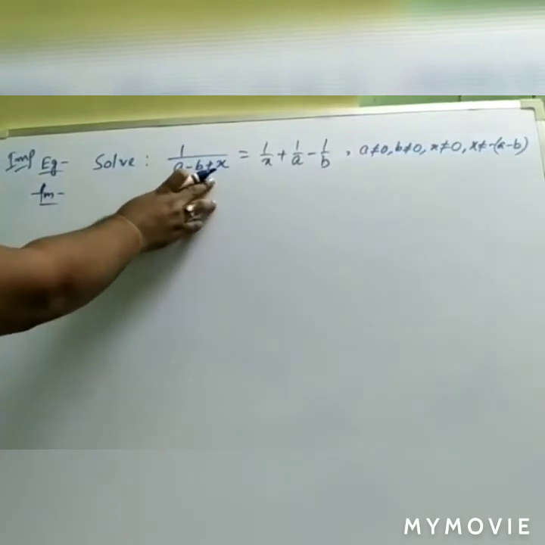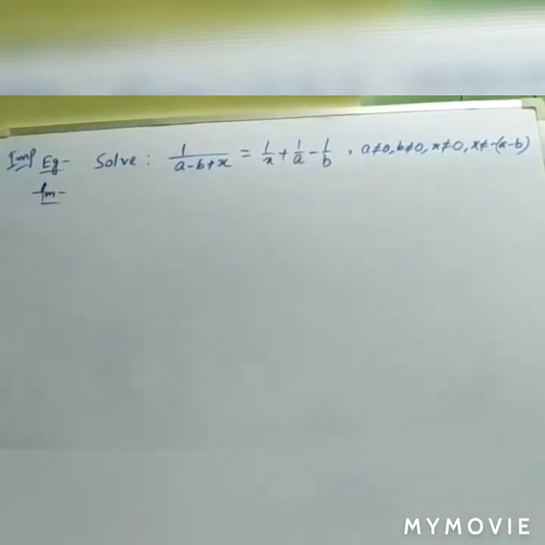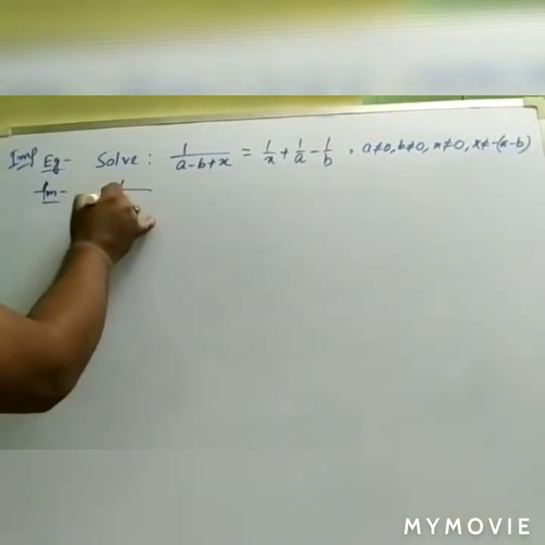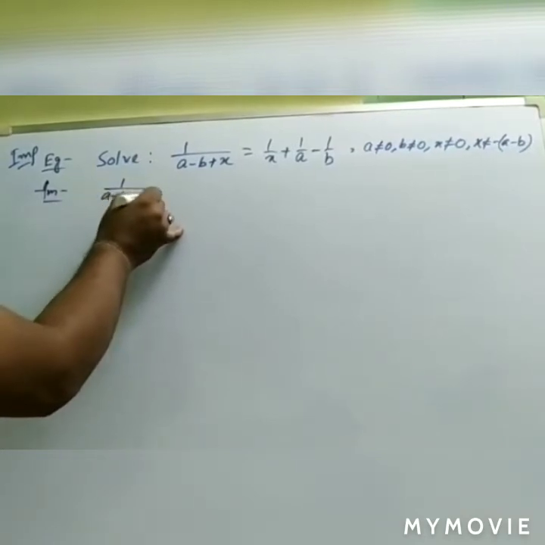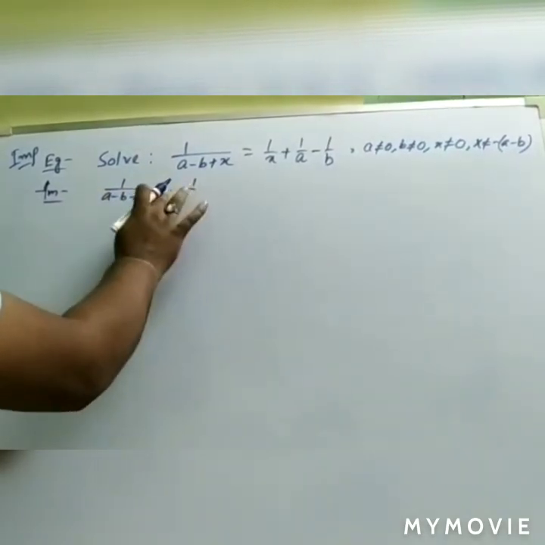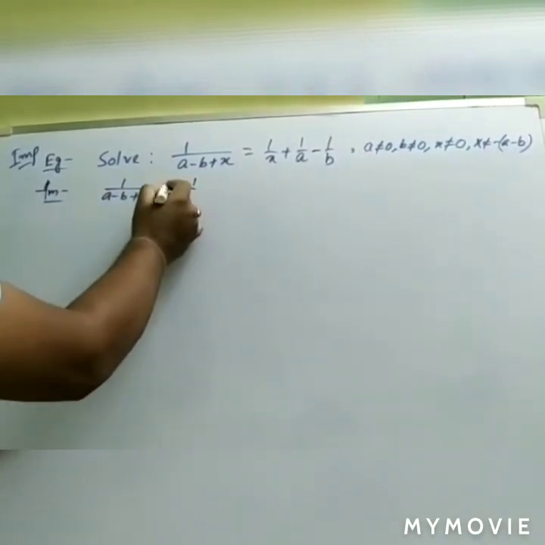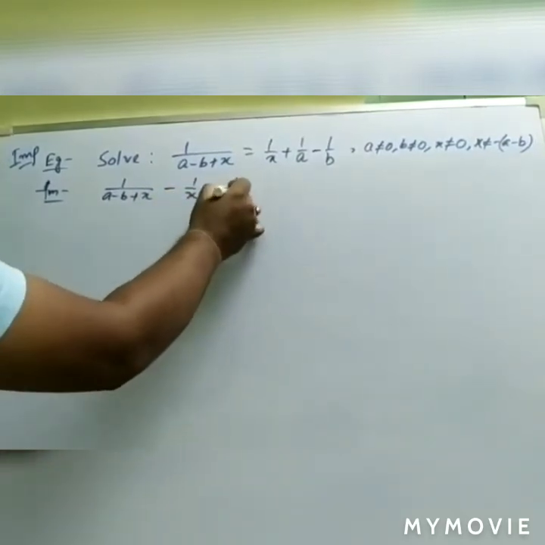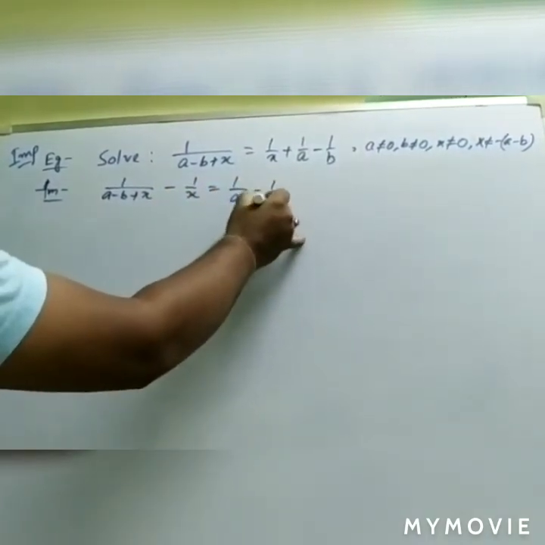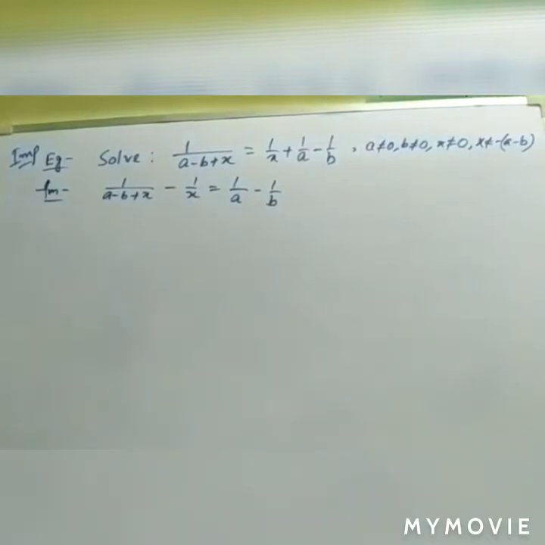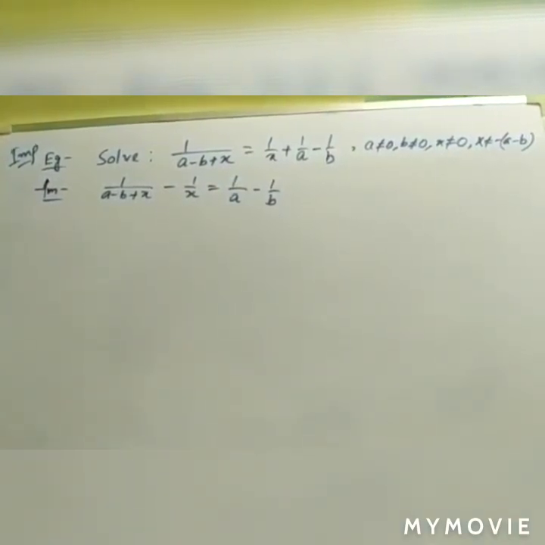Here you can see one x is here, another x is there. So we will take both the x in the left side. Okay, so let us take 1 by a minus b plus x equals to 1 by a, that will be minus 1 by x equals to 1 by a minus 1 by b. Okay, so we got both the x together in the left side and the remaining part 1 by a minus 1 by b in the right side.